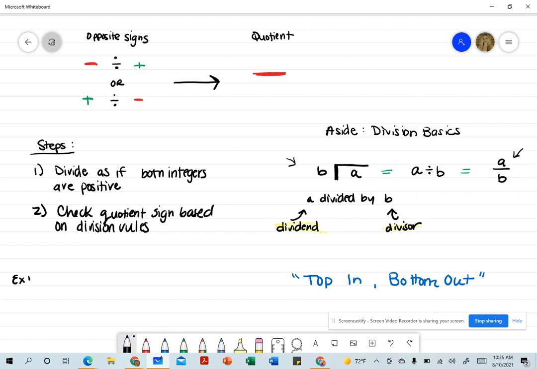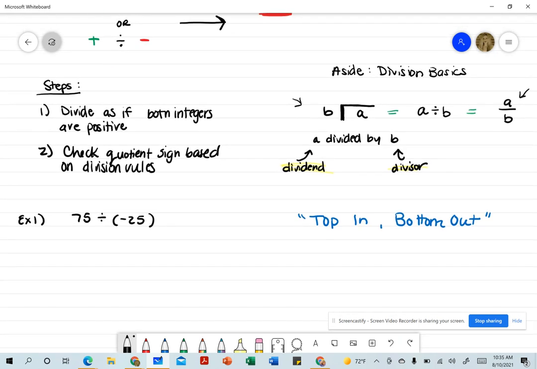So example 1, we're going to go 75 divided by negative 25. So we're saying how many 25s go into 75 as a whole? I know this personally, and I know that 75 divided by 25, well, 25 goes into 75 3 times. All right, so I have 3. Now I have to look at my sign. I know I have a negative here and I have a positive here. That means they are opposite, so my answer is negative. Negative 3.